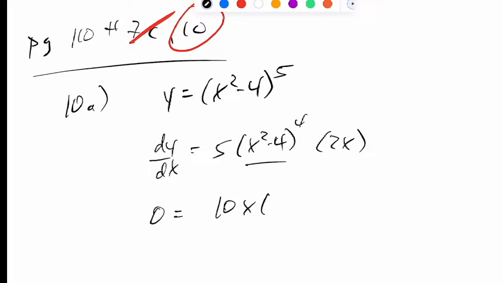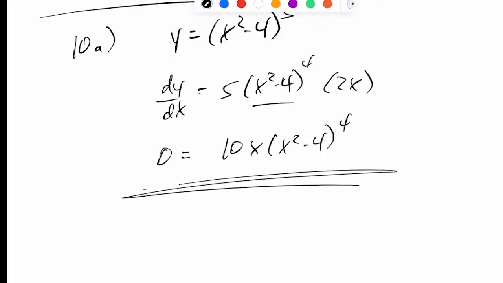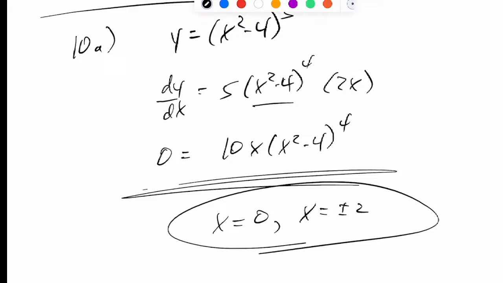So this becomes 10x times x squared minus 4 to the power of 4. So when is this equal to 0? Well, this is going to equal 0 when x is 0 or x is plus or minus 2. So that's it.